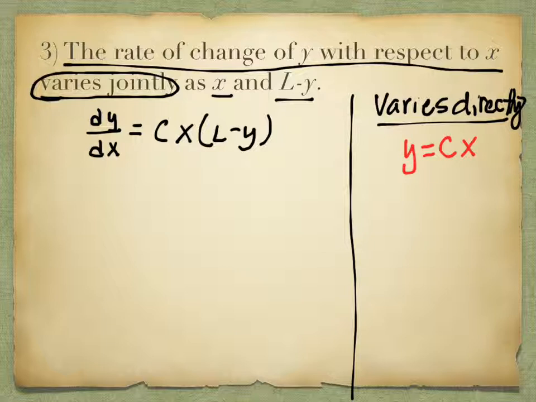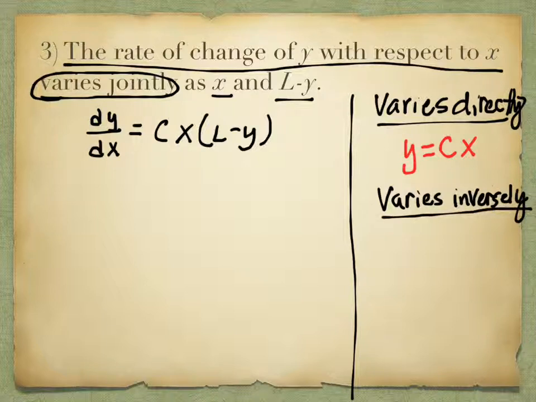So c may be 2. So it may be that as x increases by 1, y increases by 2. Okay, so as x increases or decreases by some number, it directly corresponds to how y changes. That's varies directly. The second one you had was varies inversely, and I think we may have an example of that later in the lesson. I can't remember. What does that phrase inverse mean to you?